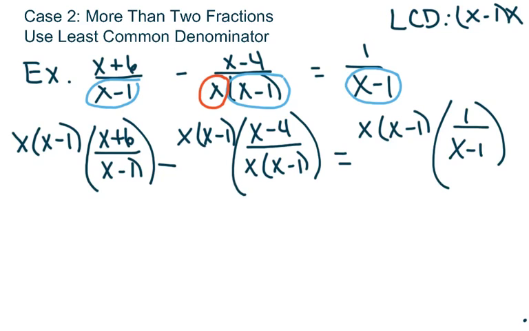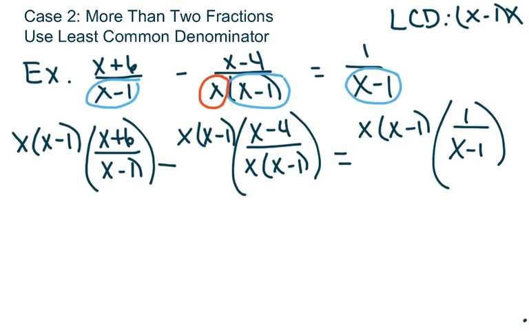Okay, so the only thing I've done is I've rewritten the entire problem. I've added the x and the x minus 1 on the tops of the fractions. And that is because we are really multiplying each of those fractions by the least common denominator because we are trying to get the denominators to cancel out.